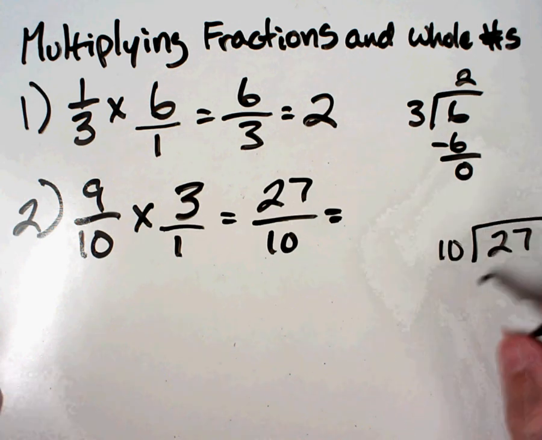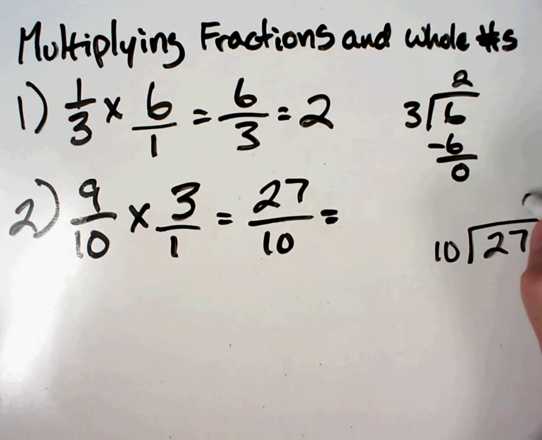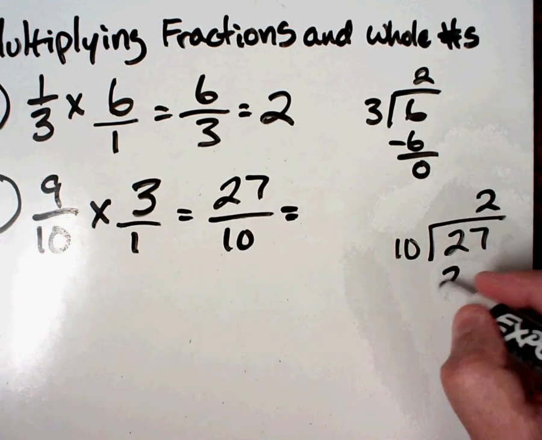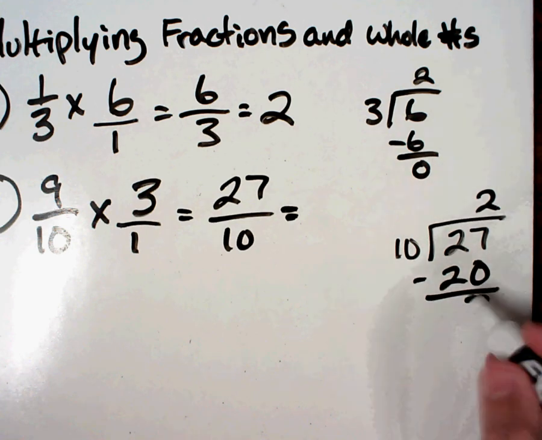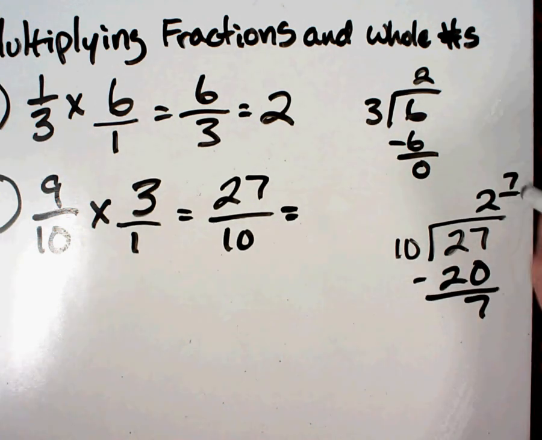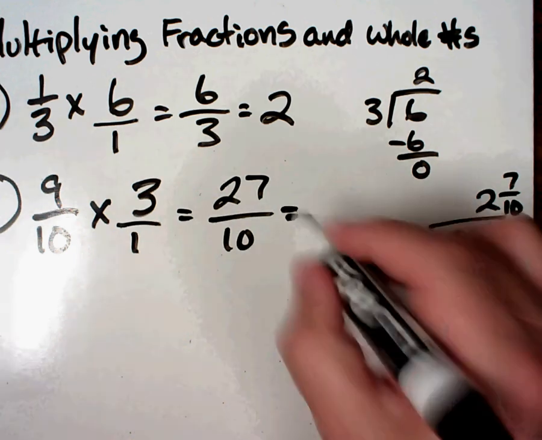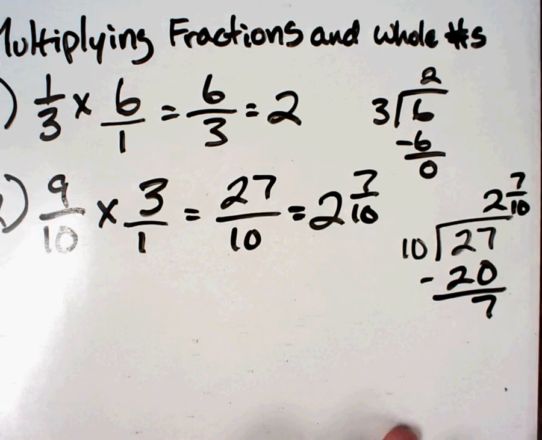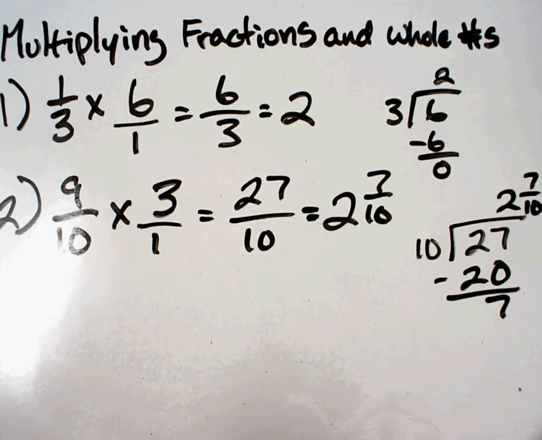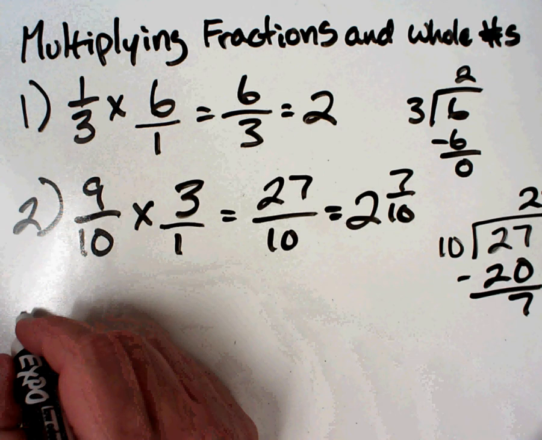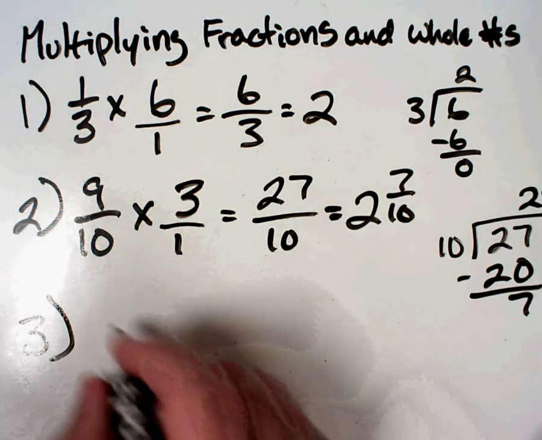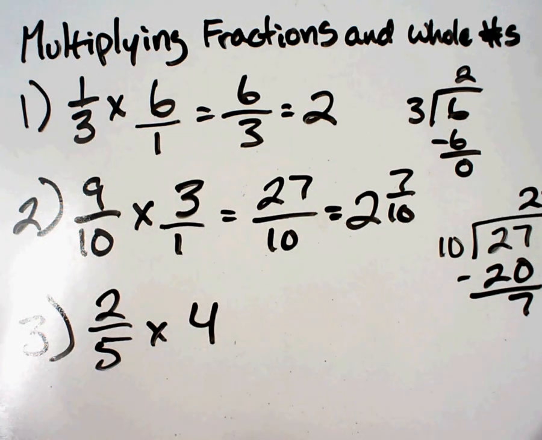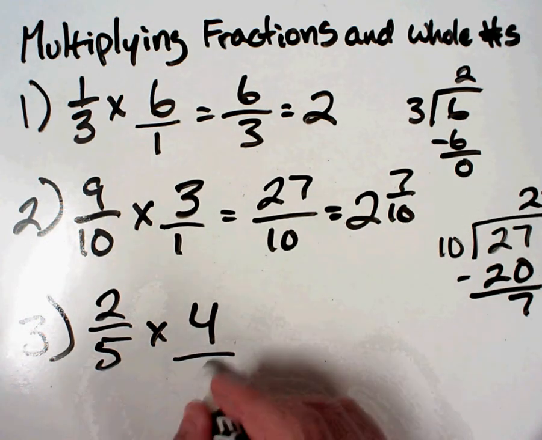right next to it. So 10 goes into 27 2 times. Slide this over just for a second. 2 times 10 is 20. 7 is my remainder, so my remainder fraction is 7/10. So my final answer is 2 and 7/10. Number 3 is 2/5 times 4. Remember, my 4 is a whole number, and so that's just 4 over 1.